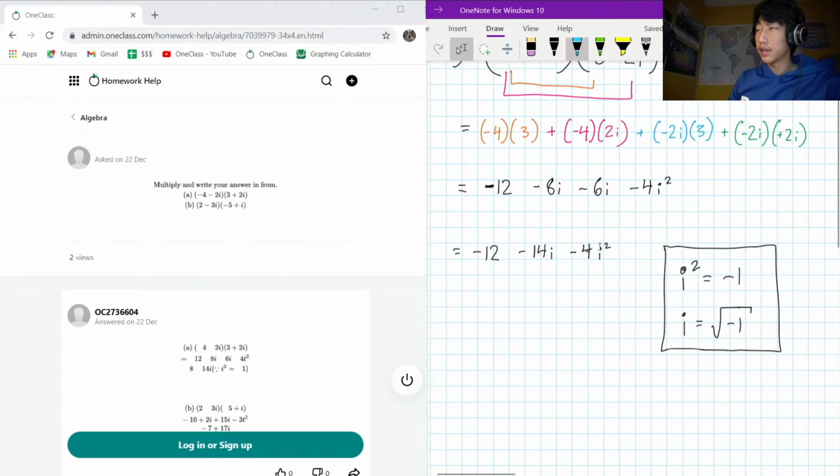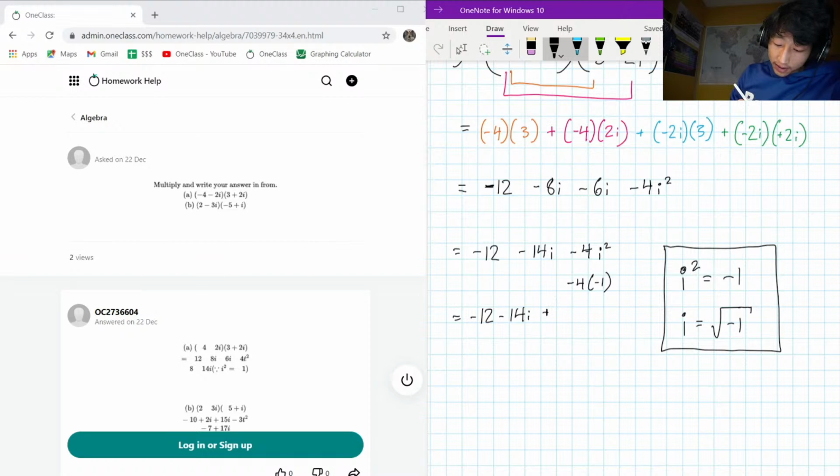Okay, so here we have an i squared term. So let's substitute that out for a minus 4 times minus 1. To rewrite this, it will be negative 12 minus 14i, minus, that's actually going to be a plus now, because the two negatives neutralize each other into a positive, so plus 4. So we could rewrite this as negative 12 plus 4, that's negative 8, minus 14i.